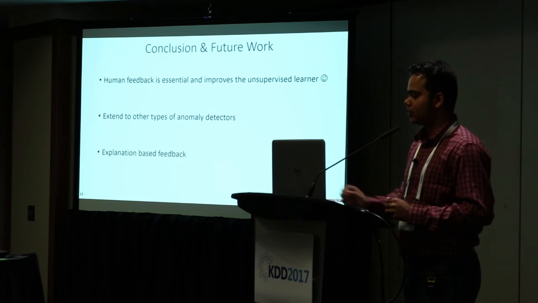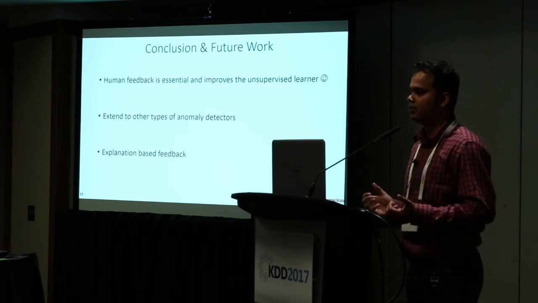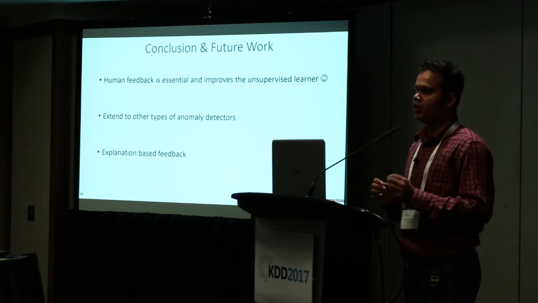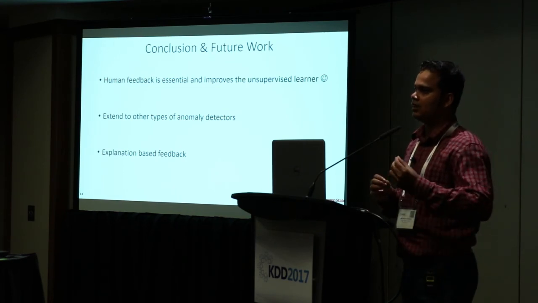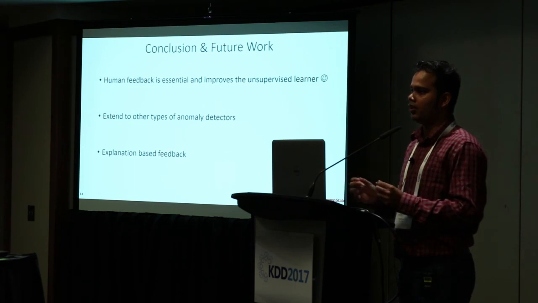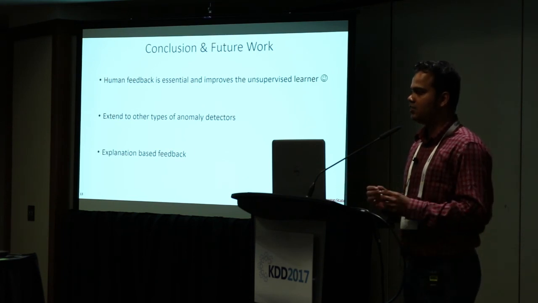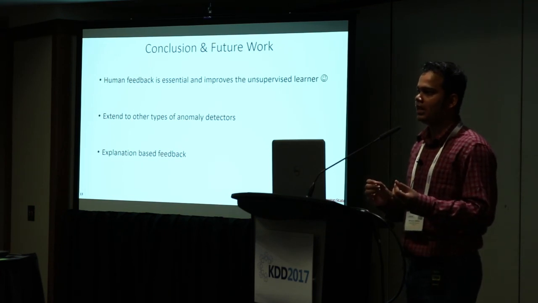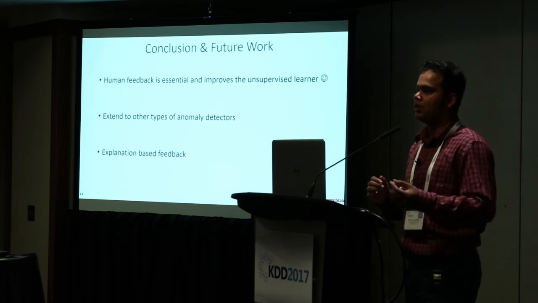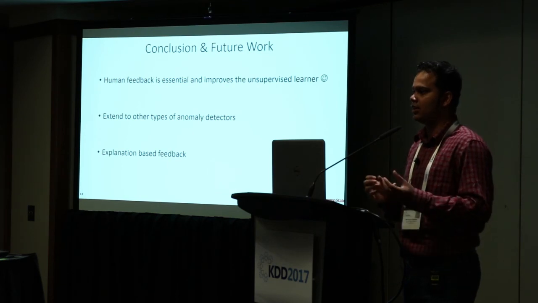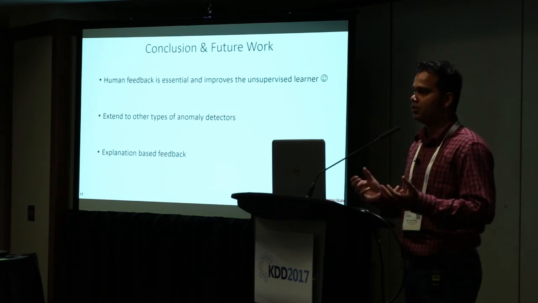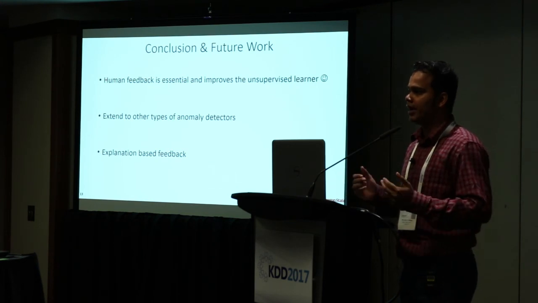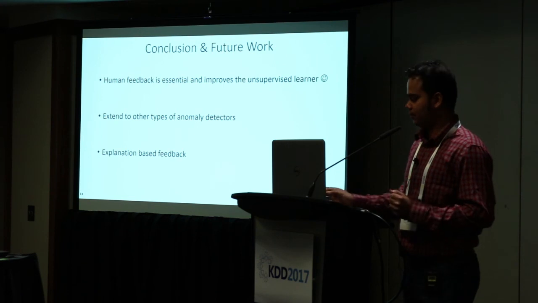We are especially interested in explanation-based feedback, which means that for some domains, it might be very hard to give feedback that this is exactly an anomaly or this is nominal, or it might be very costly. But instead, if we show an explanation, which means we show the reason why the anomaly detector thinks this is an anomaly, then the human analyst can say, okay, this might be a very important reason, so show me more instances like this, or this might be just a benign reason, you can just ignore it.